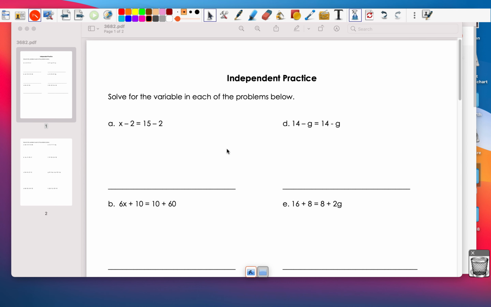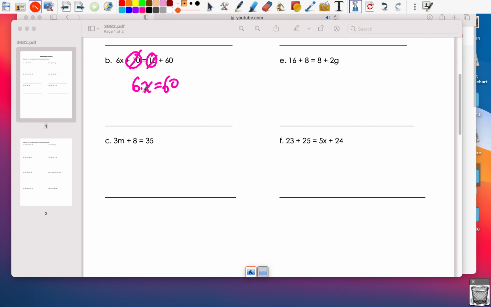Alright, so let's continue. 6x plus 10 equals 10 plus 60. So if we talk about what we did, the plus 10 and plus 10 go away. We're left with 6x equals 60. So what number multiplied by 6 equals 60? Well, the only number that can work, what can we put in here? X has to be 10, right? So if I put 10 over here, is 6 times 10 60? Yes, it is. And it's the only number that's going to work.